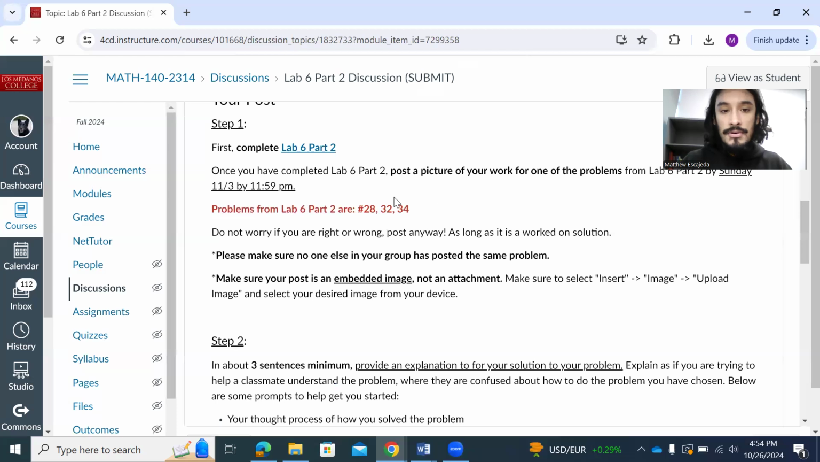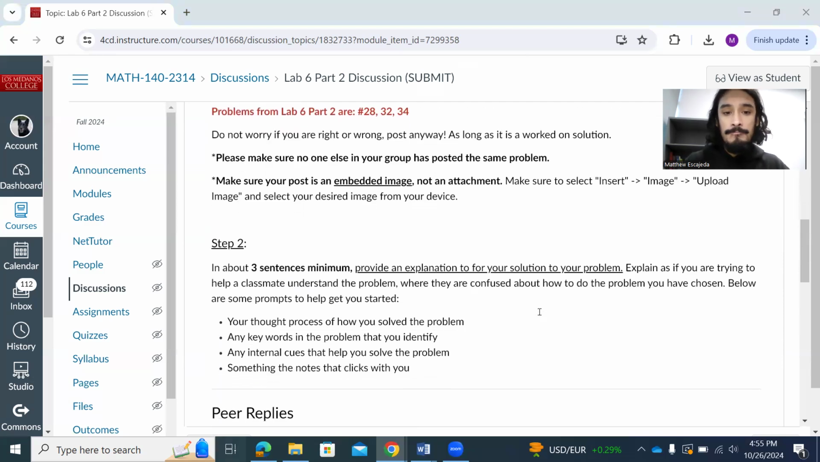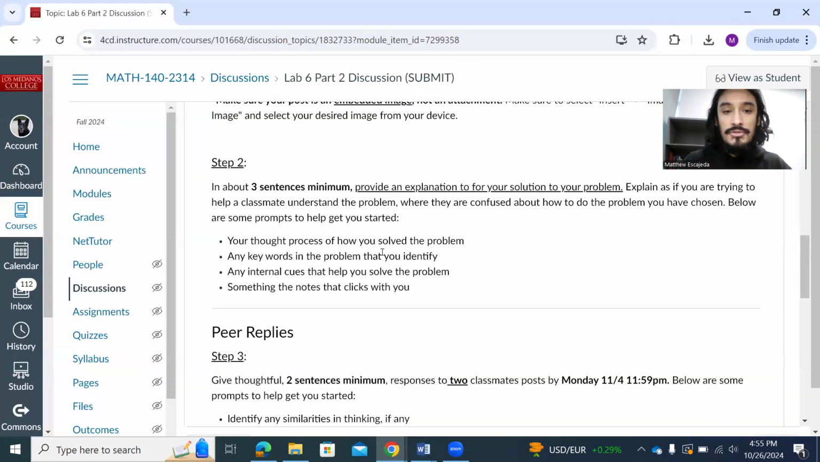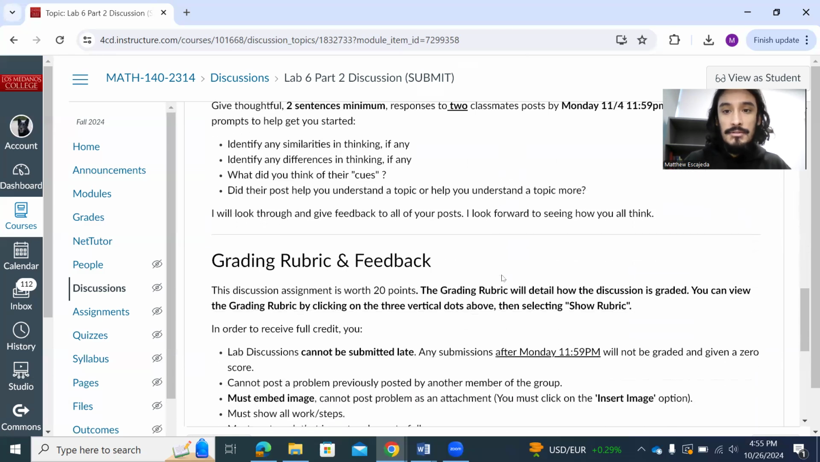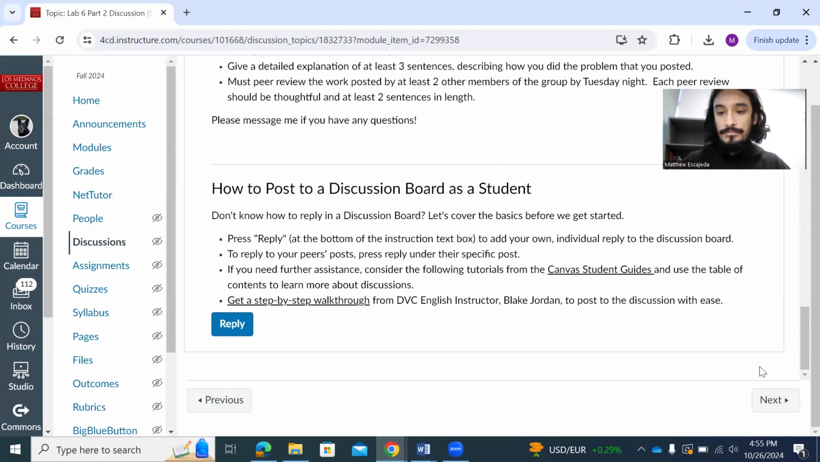But by the 3rd, and then the problems that relate to Lab 6 Part 2 from 3.4 are 28, 32, and 34. Make sure to post a problem. If it's wrong, it's okay. That's the whole point of it, to discuss about it. And then make sure to reply to 2 peers, 3 sentences minimum, et cetera, by Monday the 4th. Okay, so that's our discussion.